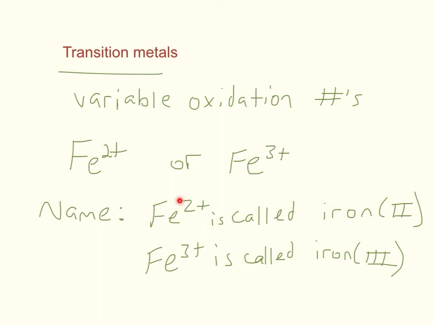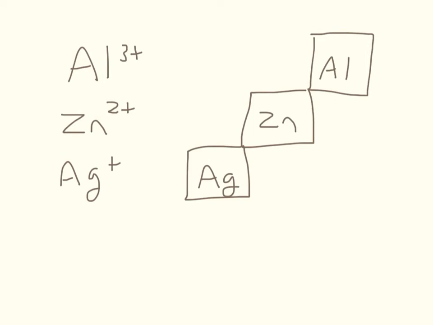There are 3 of those that I expect you to memorize. There's something like 5 or 8 of them that don't transition, that are not variable. So the 3 transition metals that don't transition, that I expect you to know, memorize, if you can't memorize them, get a tattoo, are aluminum, zinc, and silver. Their oxidation numbers are always 3, 2, 1.